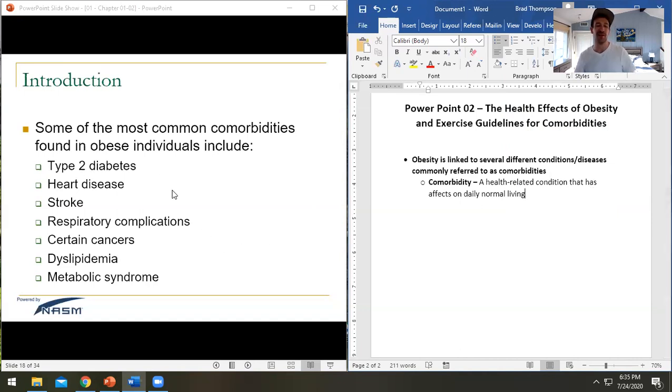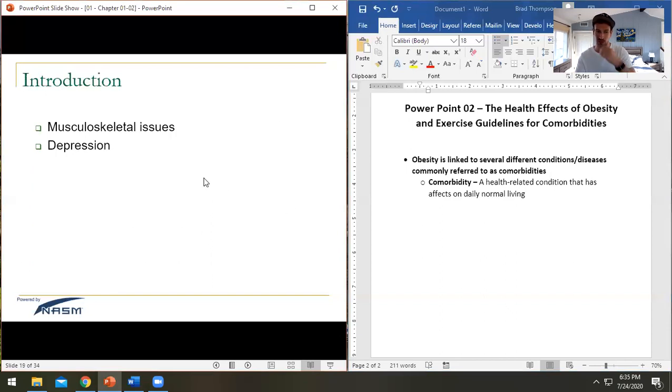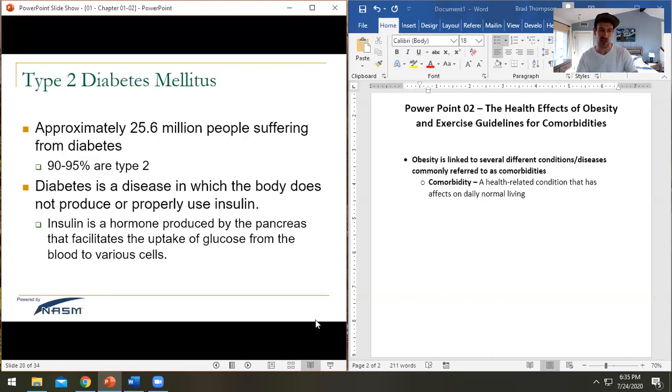So type 2 diabetes, heart disease, stroke, respiratory complications, certain types of cancers, dyslipidemias, and metabolic syndromes, all the things we were talking about earlier. However, also musculoskeletal issues. It is common to tear things, soft tissues and things like that, and depression as well. So the first one we're going to look at is type 2 diabetes mellitus. I'm going to put the full name up there, diabetes mellitus.